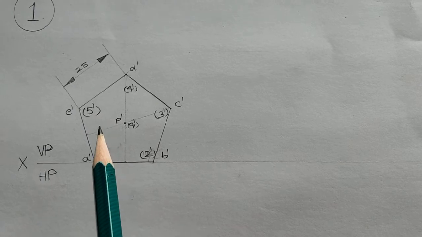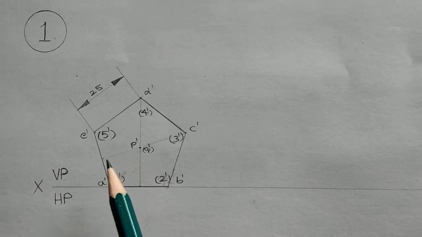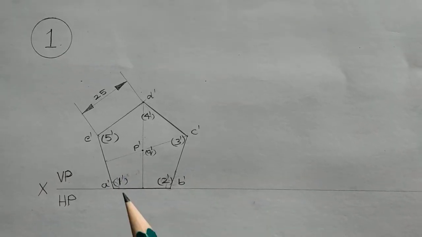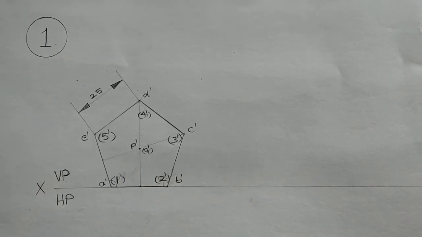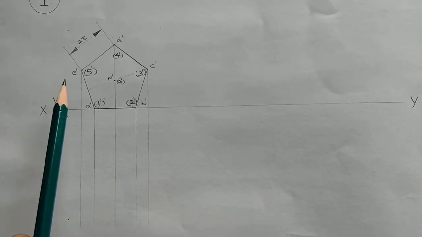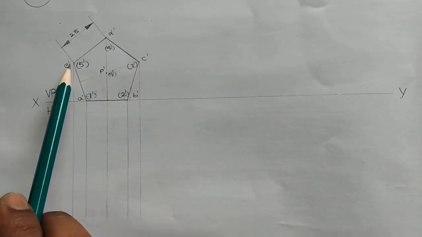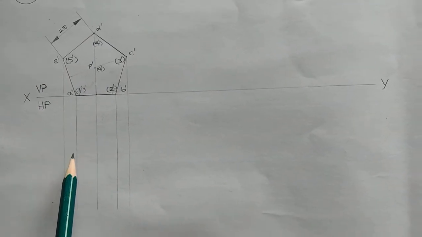Now we can move to the top view in the simple position. For the top view, we should project every point downwards. So we can see how to project these points. In this way we project all the points downwards. There are 5 points: 1, 2, all points have been projected. This is projector E5, this is 1A projector.